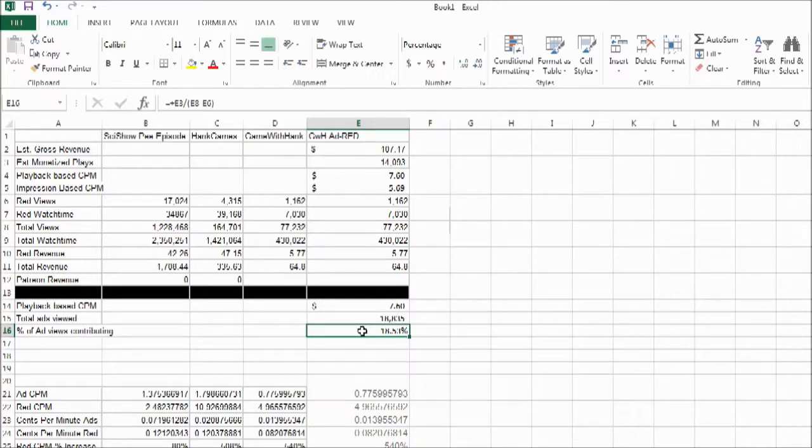So only 18.5% of the plays of your videos contribute to your revenue. Now, if this is right, that means that about 4/5 of your viewing audience on Games with Hank, 4/5 of them are using an ad blocker. I think that's a pretty alarming number.